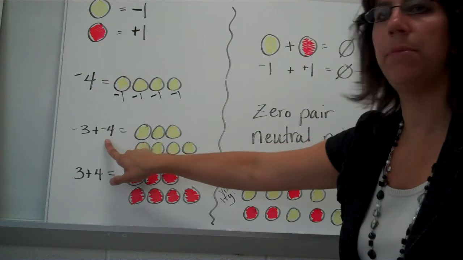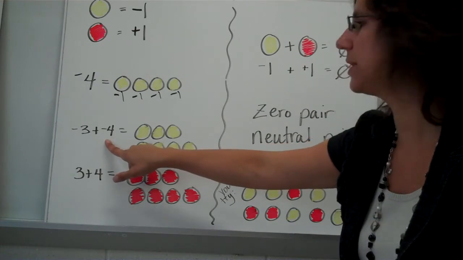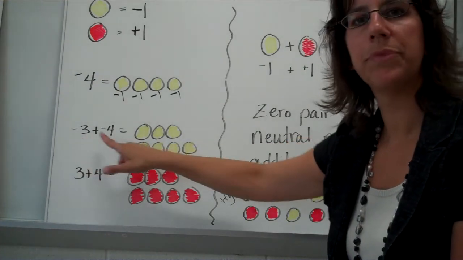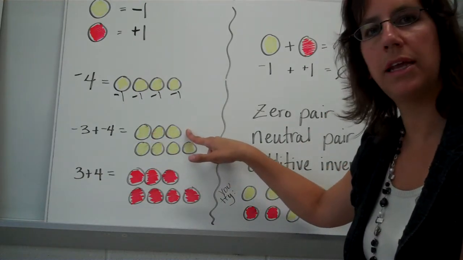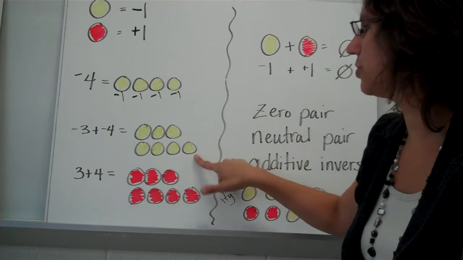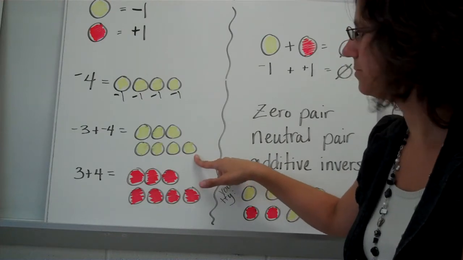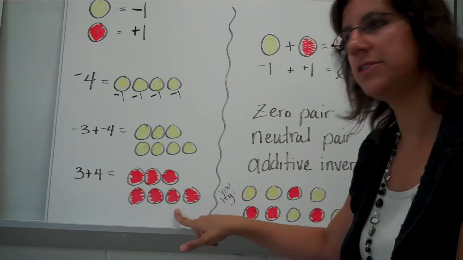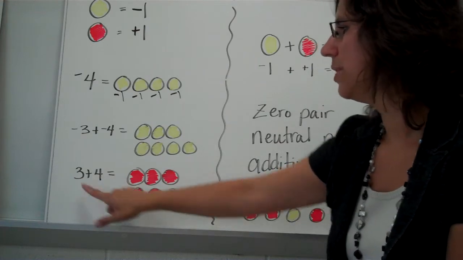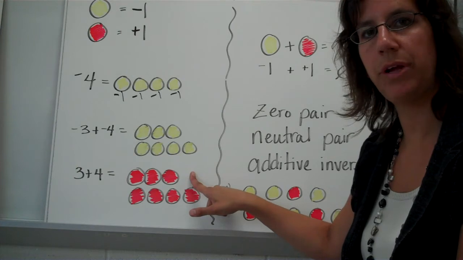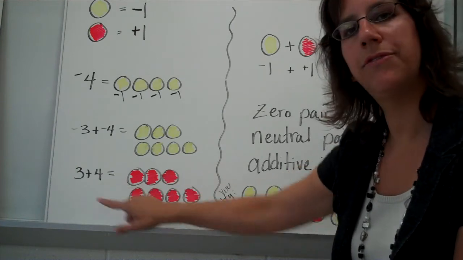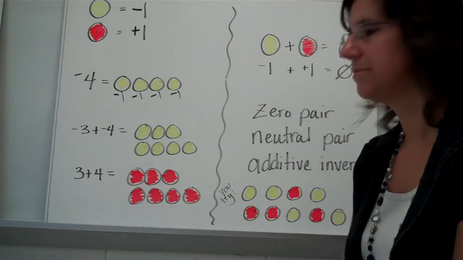All right, here's an example where you have a math problem that you can also draw a picture of. You've got negative 3 plus negative 4. So we've got 3 yellow circles to represent the negative 3, and then 4 yellow circles to represent the negative 4. We can do the same thing with positives as well. This is 3 plus 4. This 3 is positive, so we have 3 red circles to represent positive 3. And to represent positive 4, we have 4 red circles.